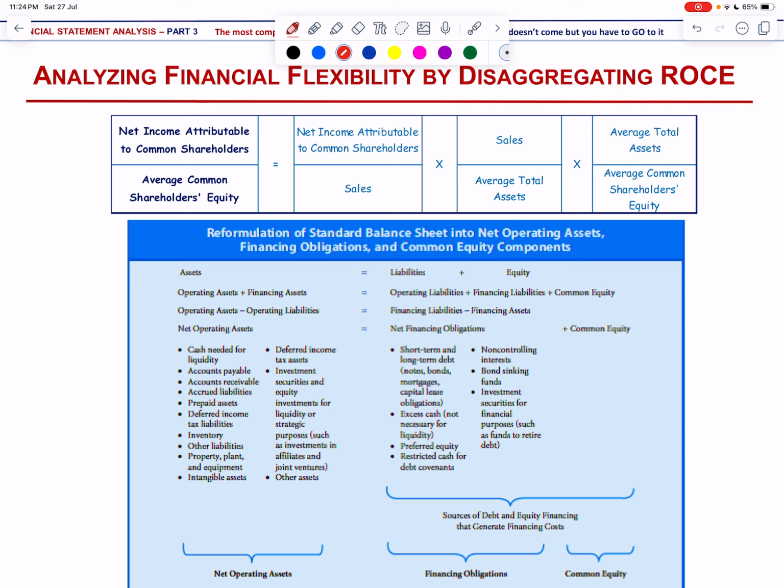common equity shareholders. So, return on capital employed can be broken down into three components. First is the profit margin, it measures the profitability. The second is the assets turnover, it measures efficiency in asset utilization. And finally, the financial leverage that measures the impact of debt financing on returns.